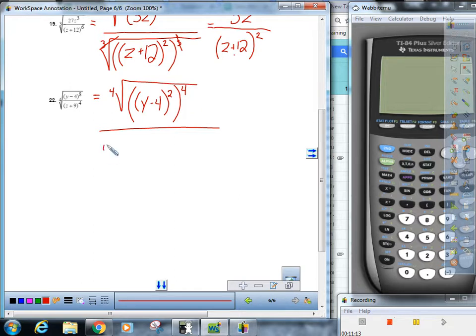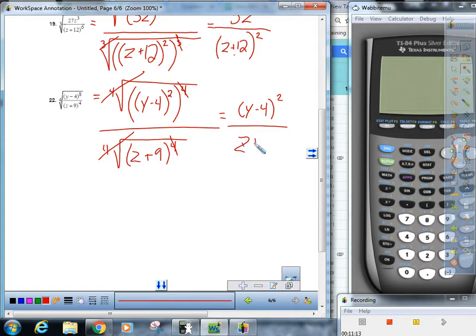On the bottom, we just write it just like it is. Now we've got things that will cancel. This 4 cancels with that. We're left with y minus 4 squared on the top. And on the bottom, this 4 cancels with the 4th root, and you're left with simply z plus 9. And that's how you do it.